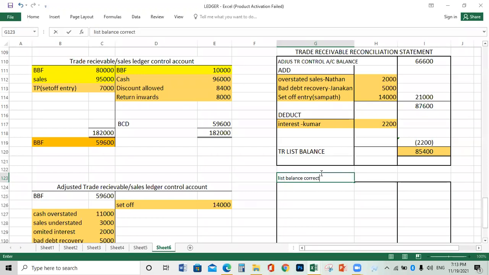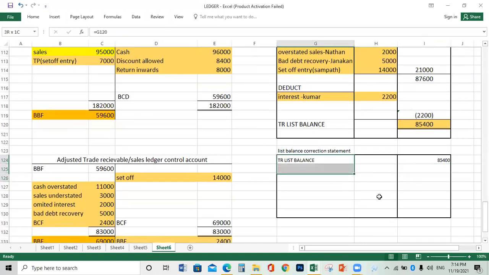In the list balance correction statement, you will correct the mistakes. Any individual mistakes which happened, you're going to correct them. For that, first of all, in the first line, you will take the wrong list balance, and then you will do all the corrections, and the final answer you get will be the corrected list balance. Do you all understand what I was trying to say?